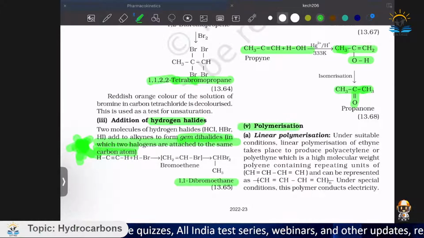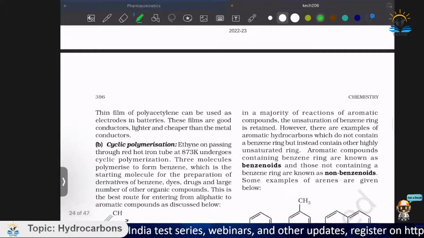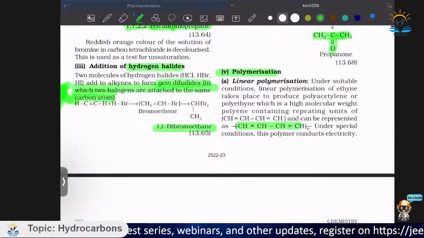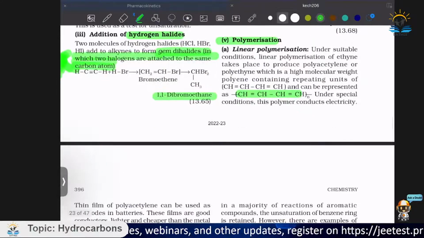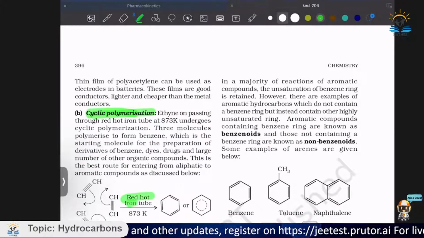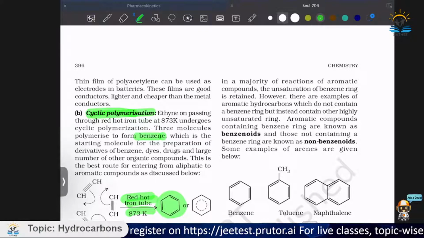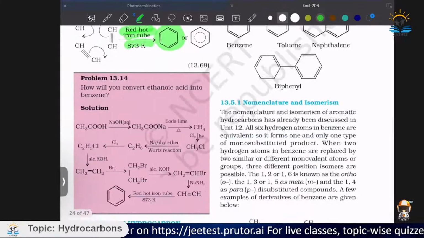Then after addition reactions, polymerization reactions. Linear polymerization will give you just linear polymers. Cyclic polymerization, in a red hot iron tube at 873 K, will give you benzene. This was all about your alkynes.